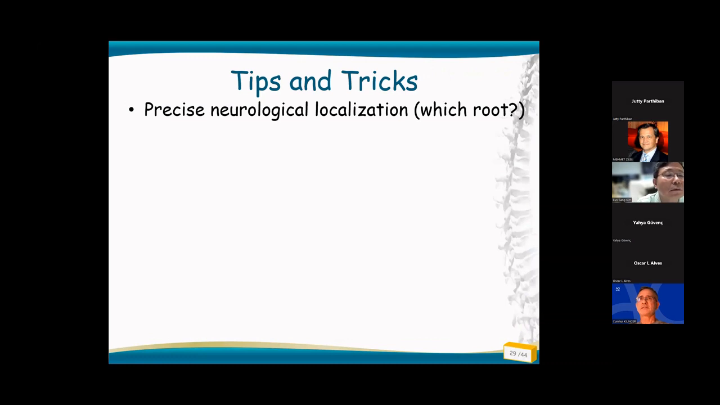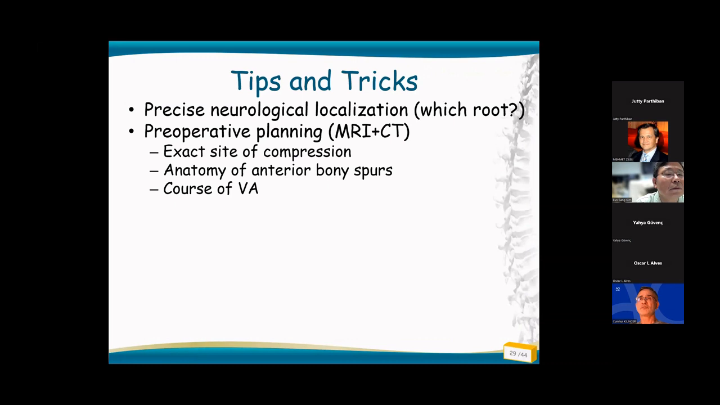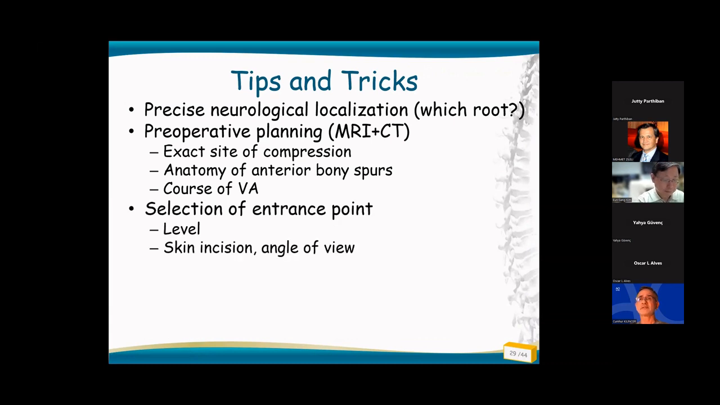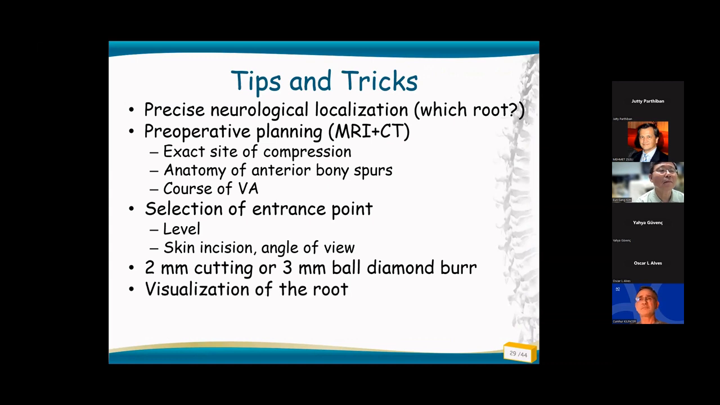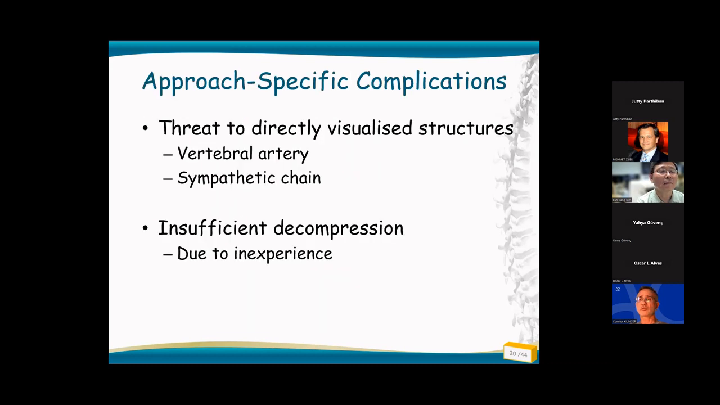Tips and tricks: of course, there should be precise neurological localization, meaning which root is involved. Preoperative planning with MRI and CT to see the exact site of compression, the anatomy of the anterior bony supports, and the course of the vertebral artery. Selection of the entrance point depends on the level and skin incision angle of view. We generally use a 3 millimeter diamond burr. At the end of the surgery, you need to see the root directly. Postoperatively, no collar use is necessary.